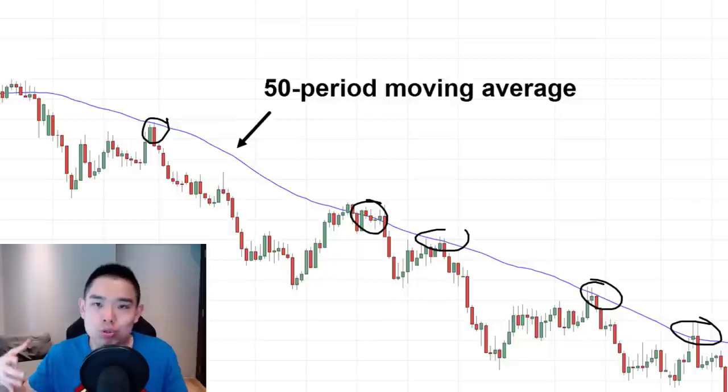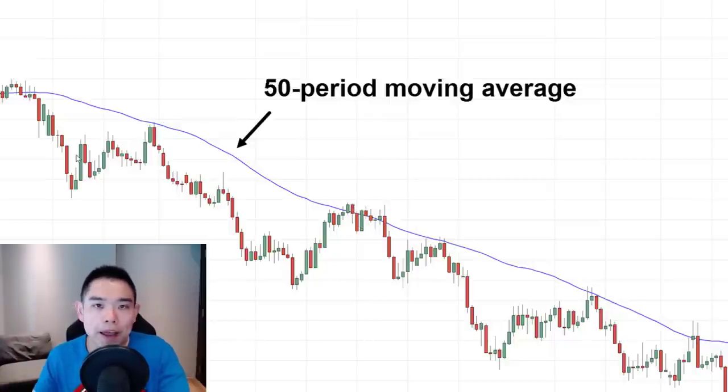Should you use the 20, should you use the 50, or should you use the 200? More on that coming up later. But for now, I also want to talk about when not to use moving average.